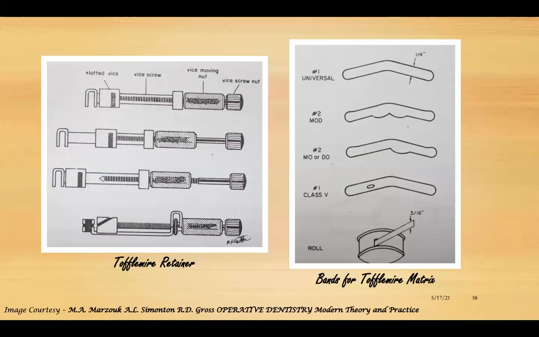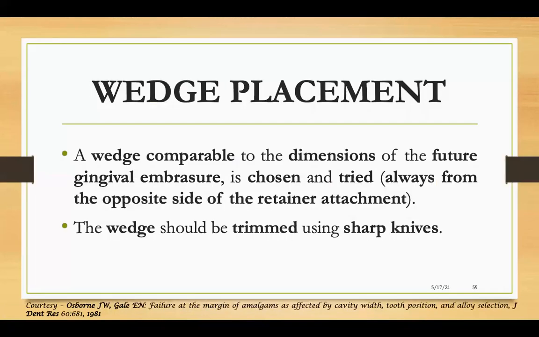Tofflemire retainer, I've shown you enough of the videos, and a few of them you can go back and check on my recorded class. And these are bands for the Tofflemire matrix. I showed you one is a speedo, one is a straight band, and these are molar bands which are thicker in the center so that you can create a larger height of the wall.